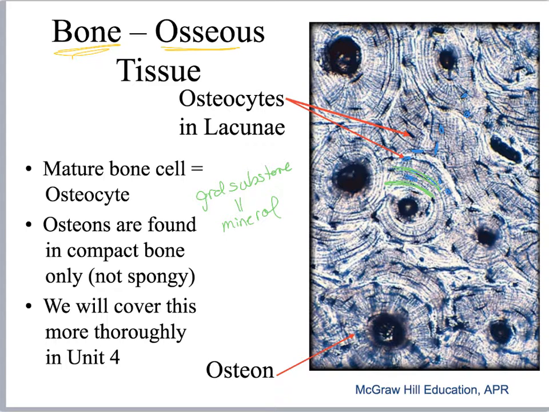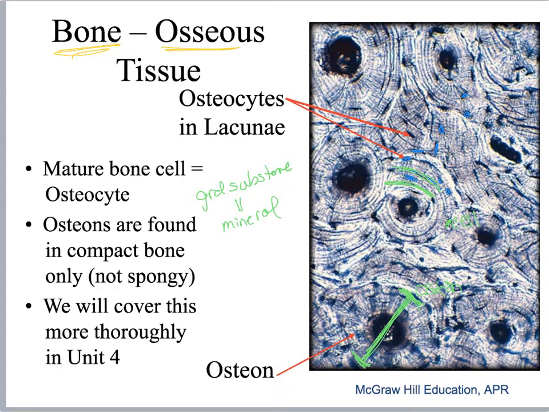And that's basically bone. If you look at this structure from here to here, this might come up in your APR. That's the osteon, so this is the structural unit of bone. In compact bone, you don't actually see this in spongy bone. And then the osteocyte is right there. That's the actual cell. So this is a cell. This is the osteon. All right, so they're different things.